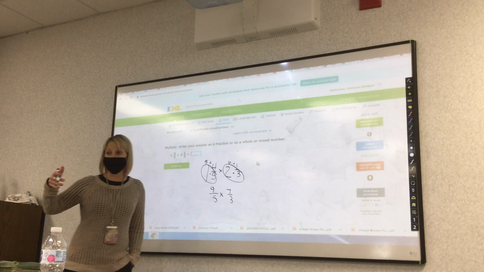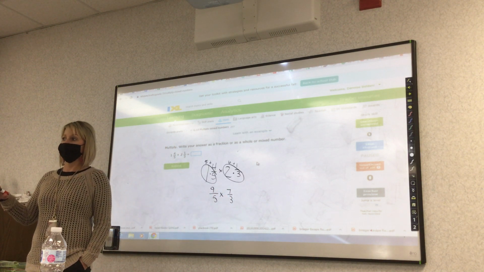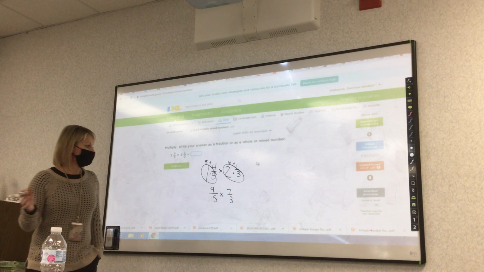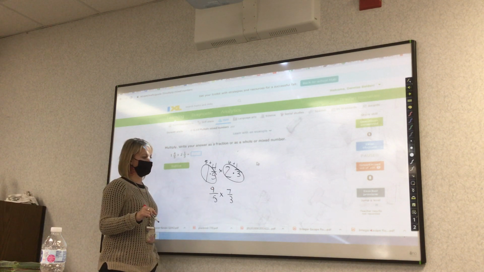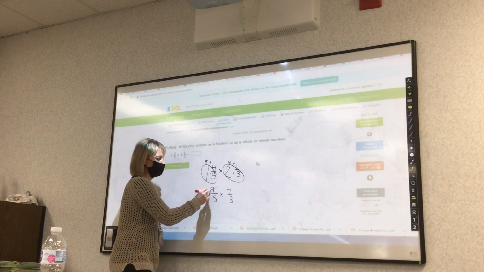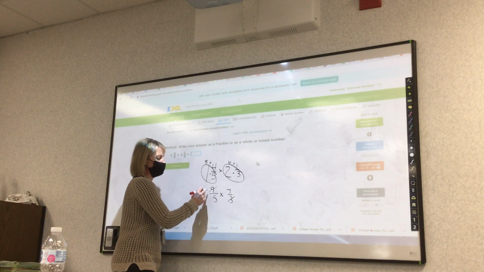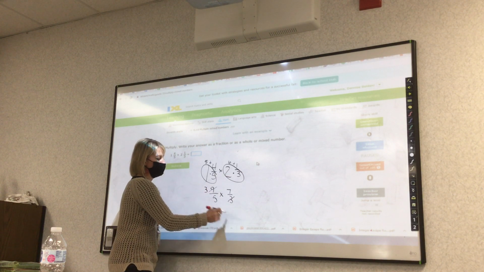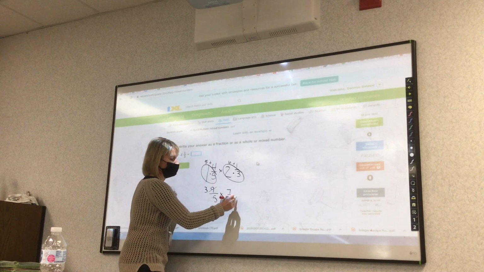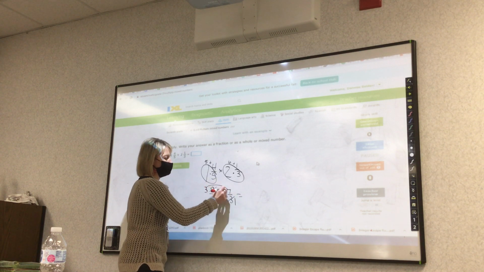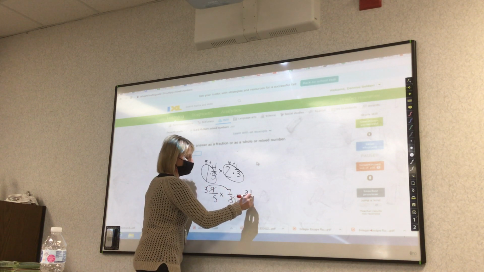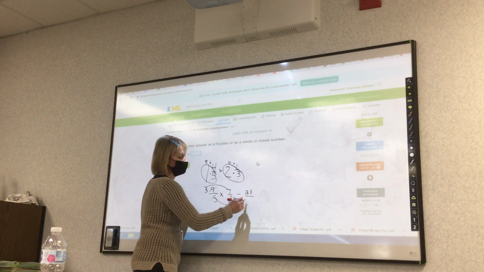Do I do any flipping or anything? No, because it's just multiplying. Can I reduce anything? Yes, the 9 and the 3, by 3. So 9 divided by 3 is 3, 3 divided by 3 is 1. So then I have 3 times 7 is 21, and 5 times 1 is 5.